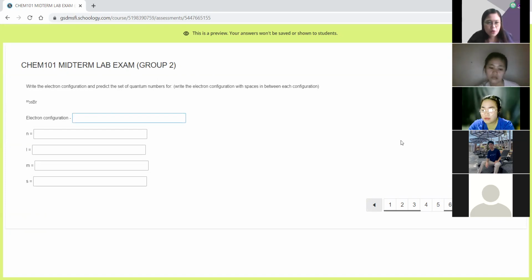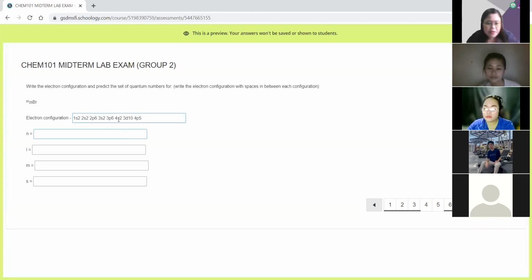And then this is for bromine, no charge. So we'll just use the atomic number which is 35. So 1s2, 2s2, 2p6, 3s2, 3p6, 4s2. This is already 20, right? 35 is our quota. So 3d10, that's 30 already. Only 5 is lacking. So this is 4p5. Okay?